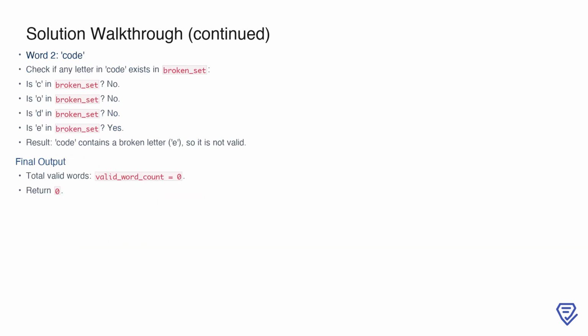Next, we process the second word, code. Checking each letter, we find that c, o, and d are not in the broken set, but e is. This means code also contains a broken letter, making it invalid. Since neither word in the text is valid, the valid_word_count remains 0. The final output for this example is 0, which we return.